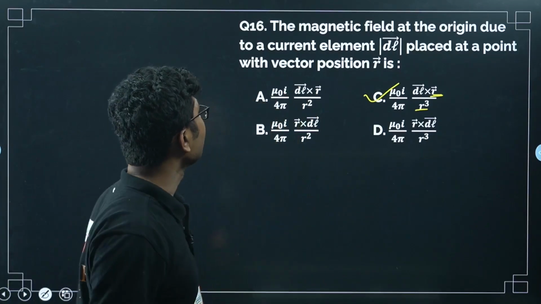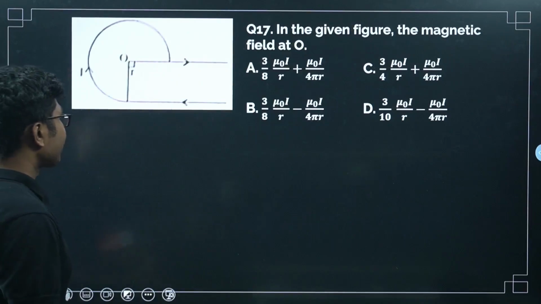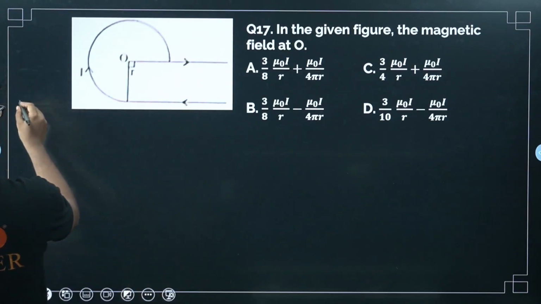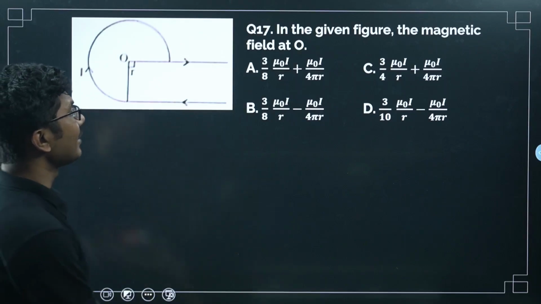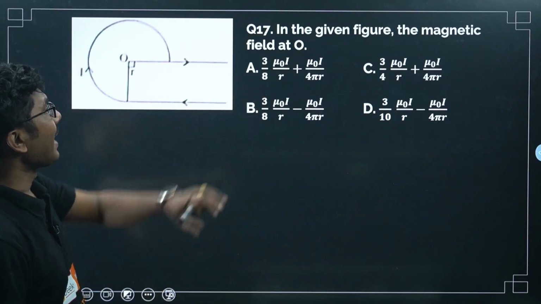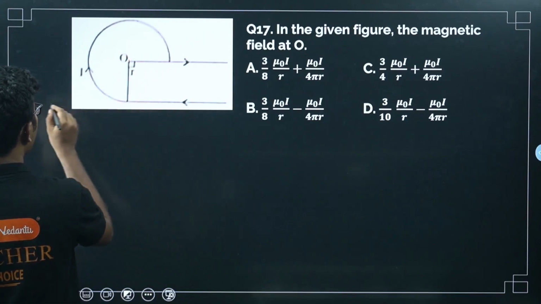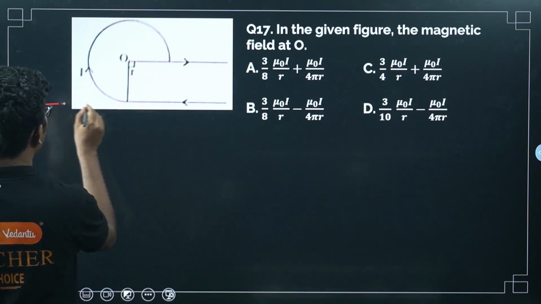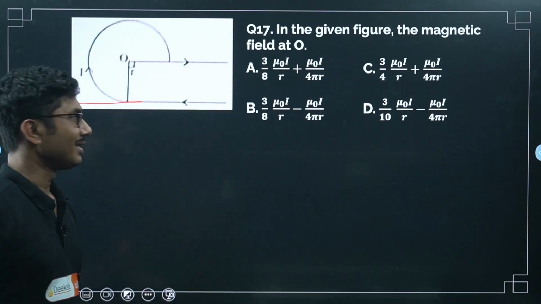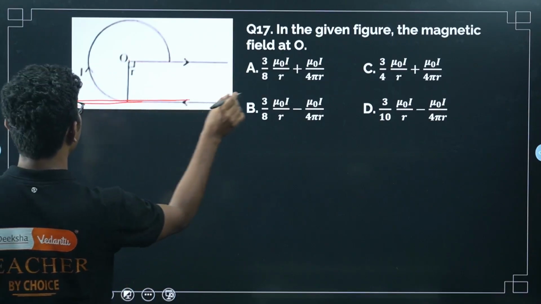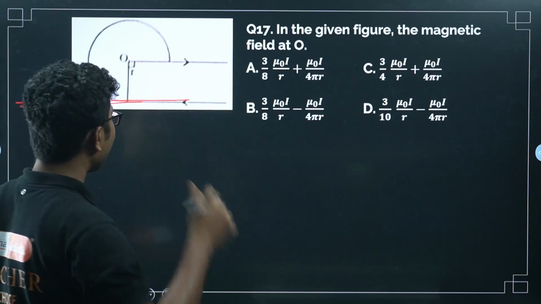Very simple question. Now I remember I have solved this question during one of my regular classes. The first thing that you have to do is, in the given figure, they have asked you to find the magnetic field at O. So you have to first complete this line so that it becomes an infinitely conducting wire.